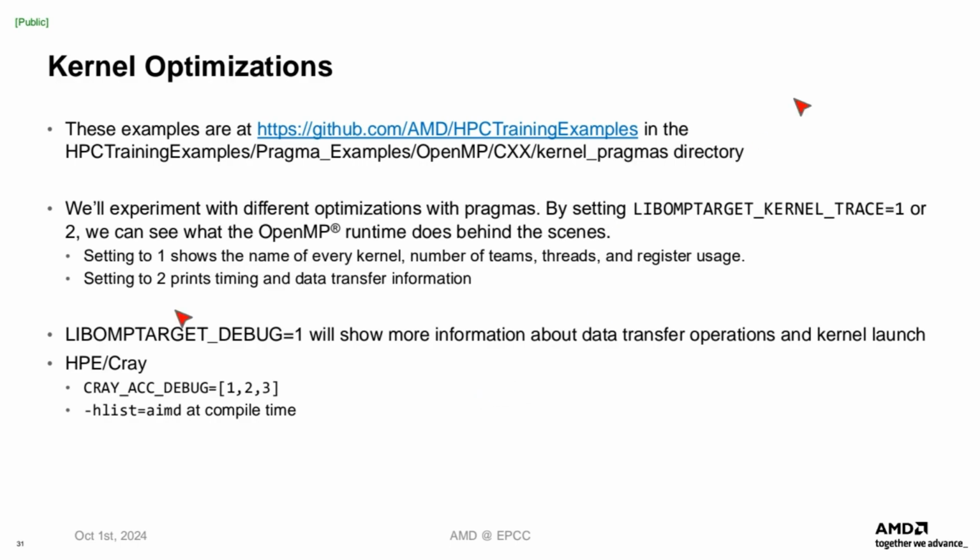Just a quick comment. Some compilers have their own ways to do similar things. For example, the Cray compiler has this Cray ACC debug, which will do similar things to this LIBOMPTARGET kernel trace. So if you use a different compiler, just explore the options they have there.